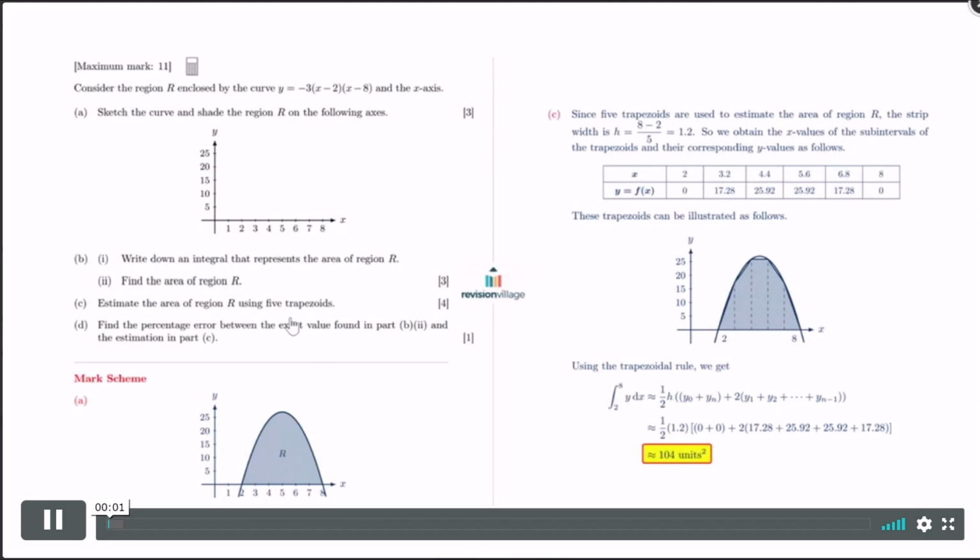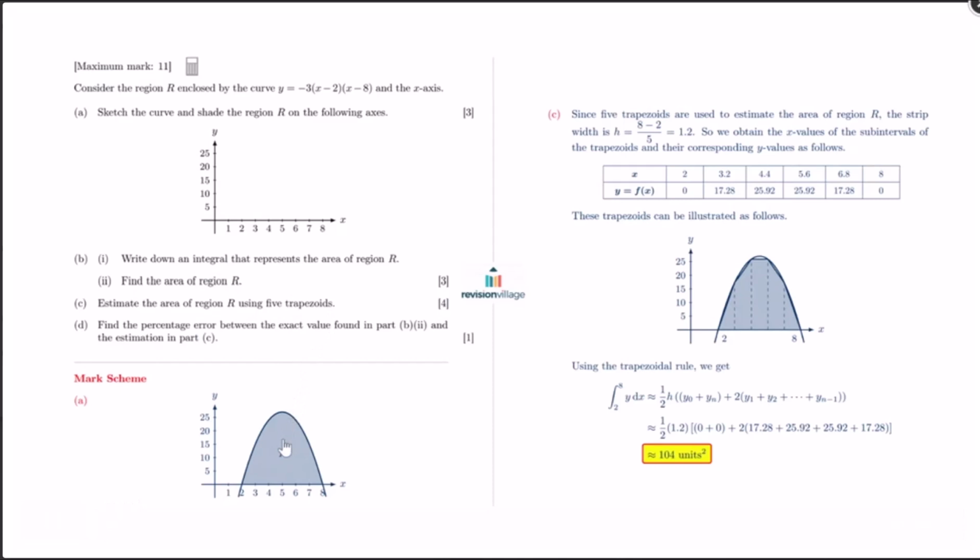Part C, estimate the area of region R using 5 trapezoids. Okay, so this region R here, we found the exact area back in part B using definite integrals. We evaluated that and we found that to be 108 units squared. We now need to find an approximation for this region using the trapezoidal rule with 5 trapezoids. And I've drawn that here. You can see I have 5 trapezoids.